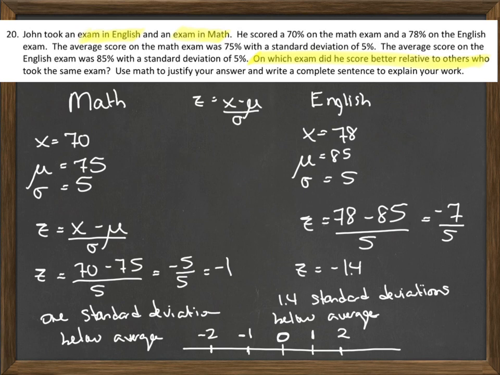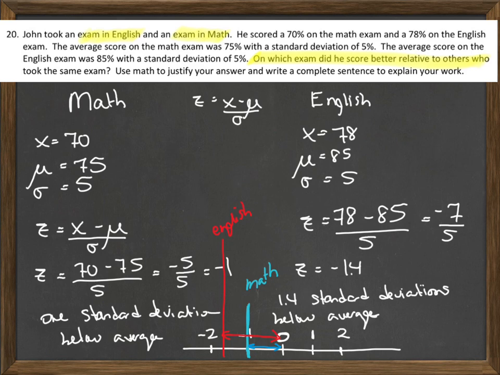So on his math, right, here's math. Let's make math blue. Okay, so here's his math exam. He scored one standard deviation below average. And then I'm going to make English red. Okay, so for his English class, he got 1.4 standard deviations below average. So if we look at this picture, this blue here is how far below average he did in math. This red arrow shows you how far below average he did in English.